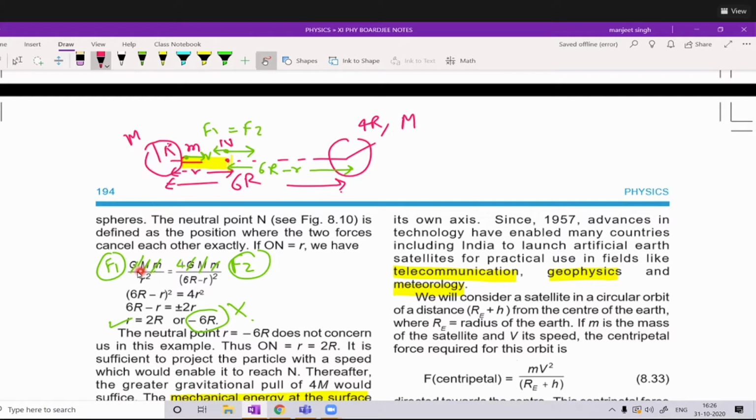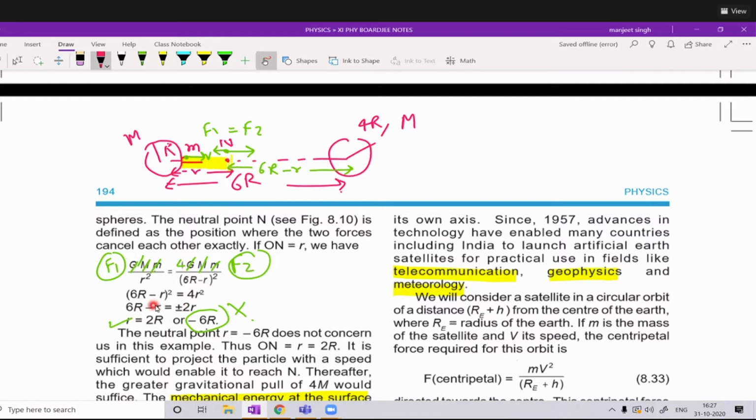What is F1? G m1 m2 upon r square. This is the F1 force, the attraction force on this side, at the neutral point which is r distance away. So this is r square. Now we have to calculate this other distance. This distance is 6r minus r. So for F2, we write G into 4M into small m upon (6r minus r) whole square. This is F2, and F1 and F2 balance each other at the neutral point.